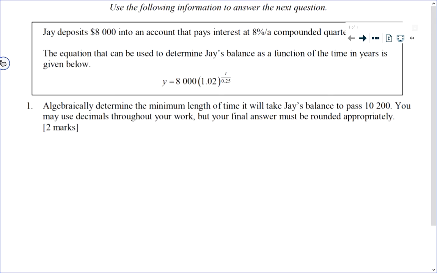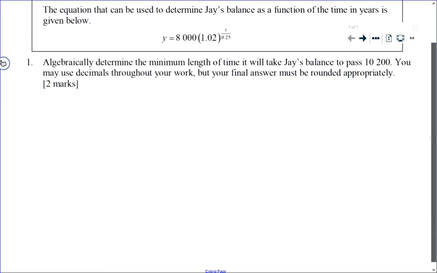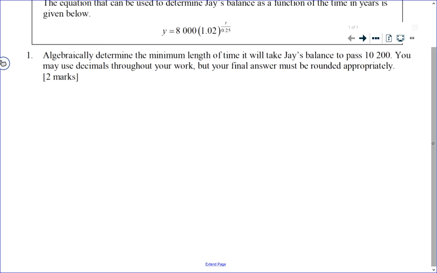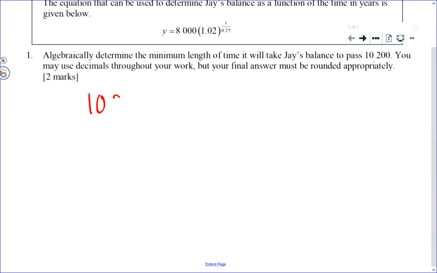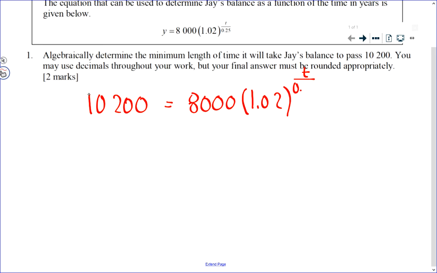Your equation has the amount of money equals 8,000 multiplied by 1.02 raised to the t over 0.25. And we want to find out when the amount of money surpasses 10,200. So you start off with the equation that you had, which was 10,200 is equal to 8,000 multiplied by 1.02 raised to the t over 0.25.